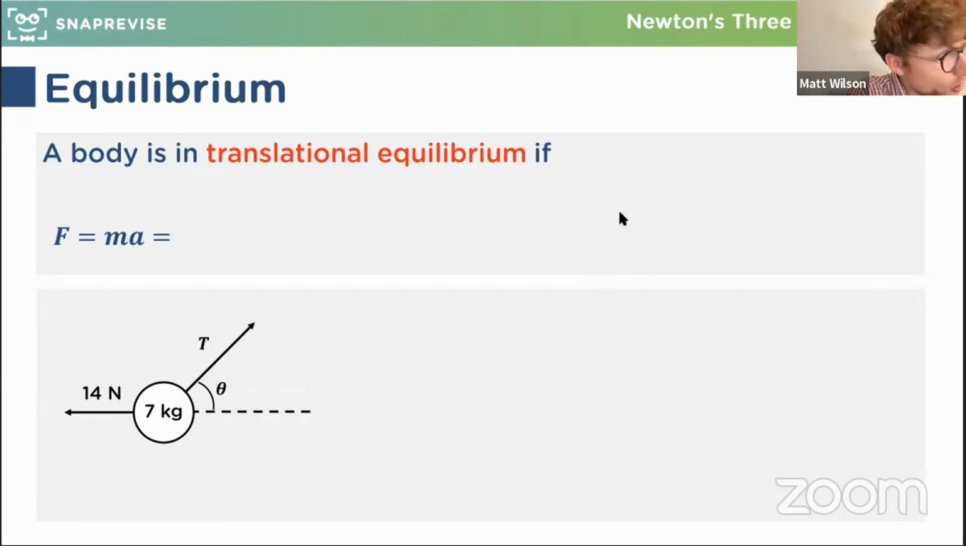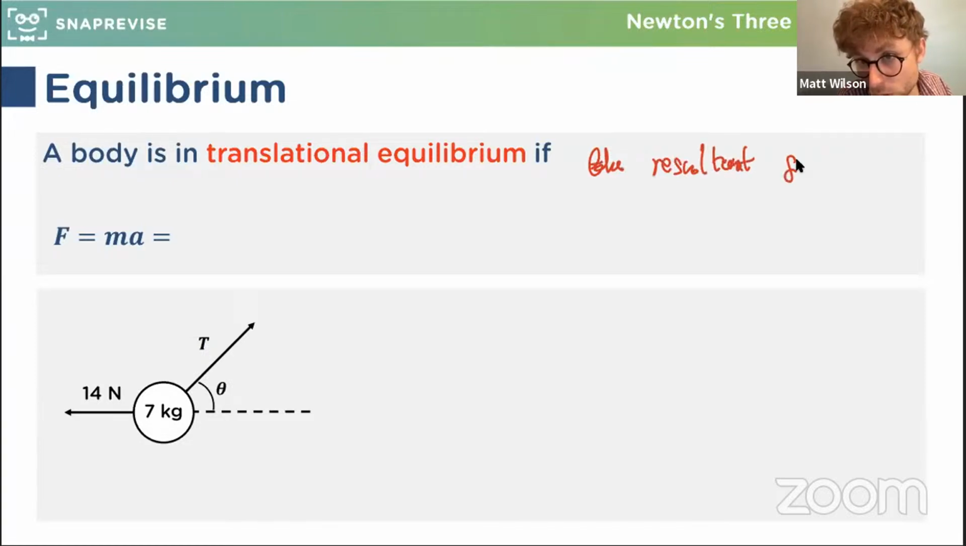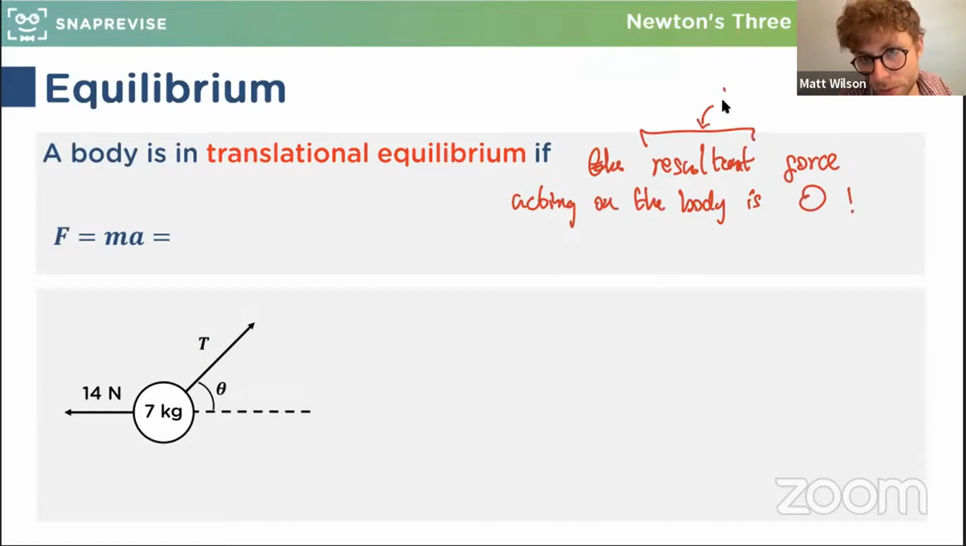So we'll say a body is in translational equilibrium if the resultant force, that's the total force, remember, the resultant force acting on the body is, drumroll, zero. Now remember, resultant was a fancy word for total. So a body is in translational equilibrium if the total force on it is zero.